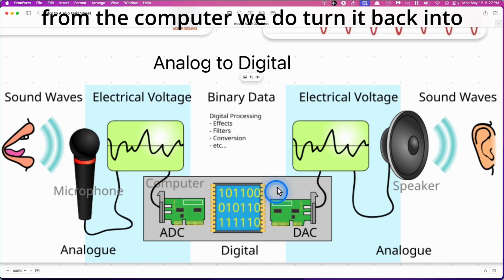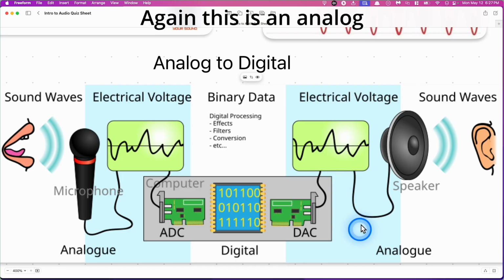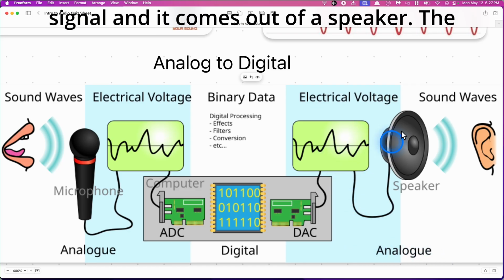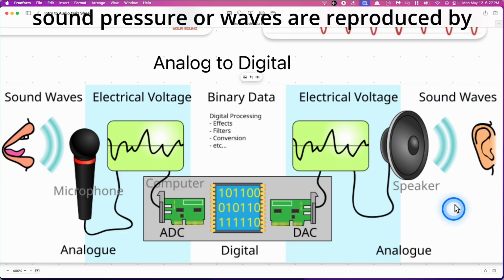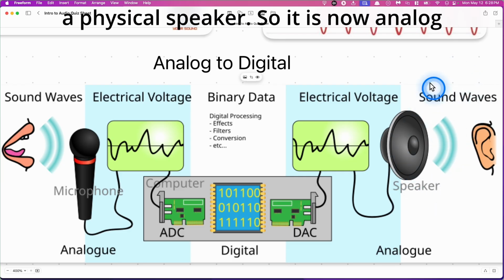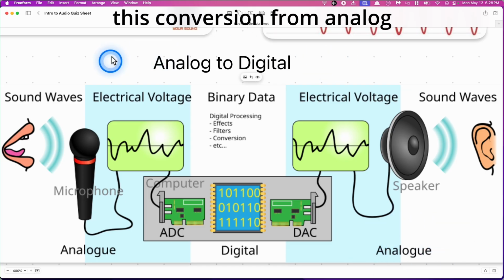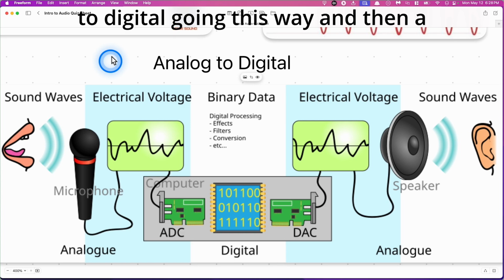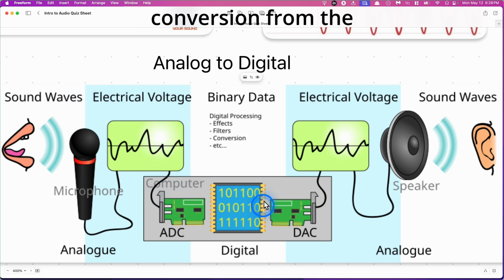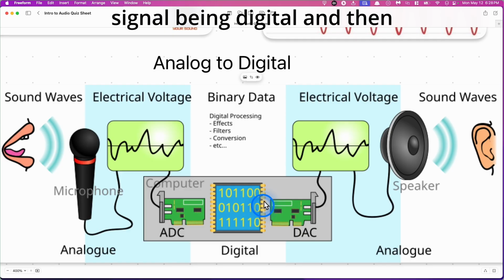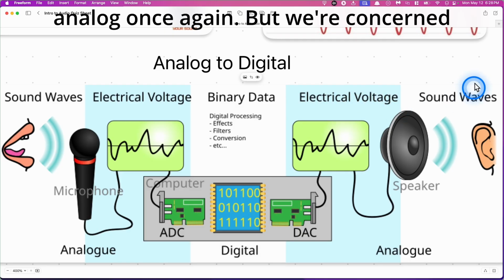After we source it from the computer, we do turn it back into an electrical voltage. Again, this is an analog signal, and it comes out of a speaker. The sound pressure or waves are reproduced by a physical speaker. So it is now analog again. So you can see this conversion from analog to digital going this way, and then a conversion from the signal being digital and then analog once again.